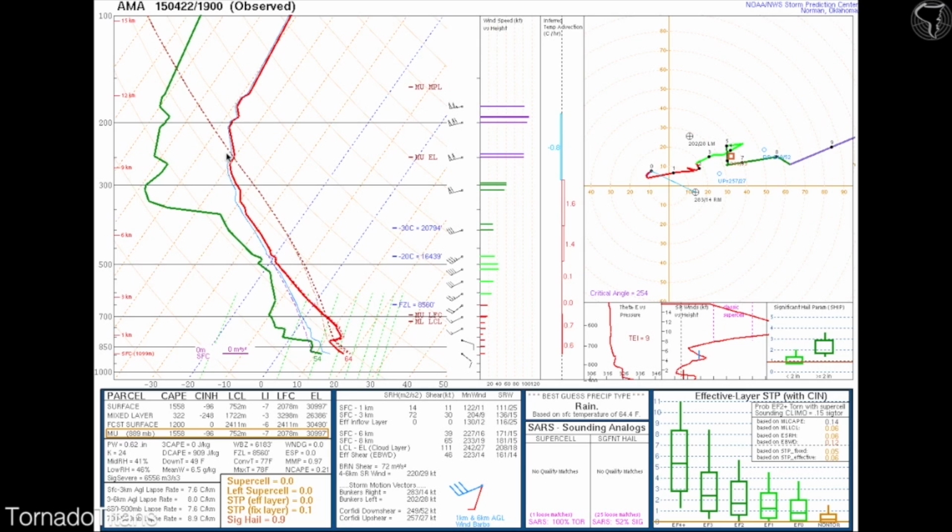This first one is from April 22nd this year. It is the 19Z sounding from Amarillo. That is the afternoon sounding. It's 2 o'clock in the spring, actually. So we're going to take a look at this one.